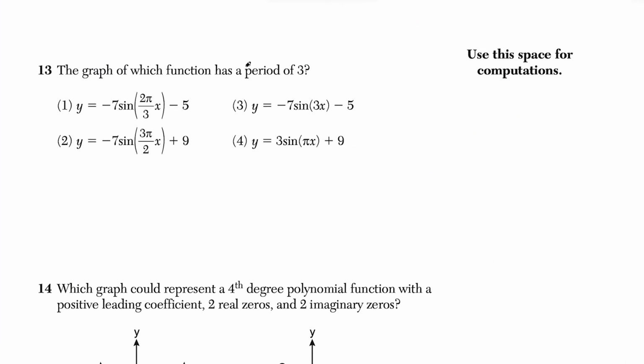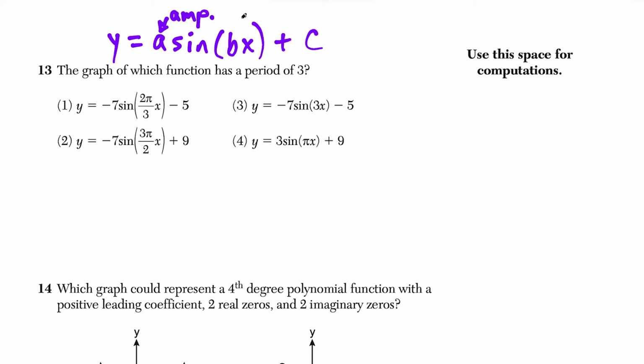Question 13, the graph of which function has a period of 3? For this one, if you know the general form for a sine function, something in the form of y equals a sine of bx plus c at the end, and you know what each of these terms mean, then this question is not too bad. So a represents the amplitude, and I'll just abbreviate that with AMP. The b term here represents the frequency. And then the c term at the end is the midline.